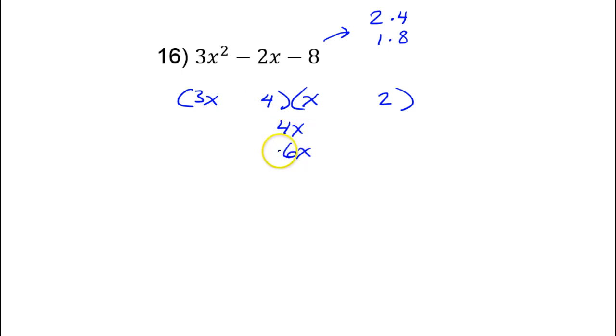Inner plus outer must equal middle. I can get a negative 2x out of this. If this is a positive 4x and if this is a negative 6x, that will make negative 2. So that would make this a positive and this would be a negative. Also, positive 4 times negative 2 is negative 8. So there it is. This is the answer to number 16.